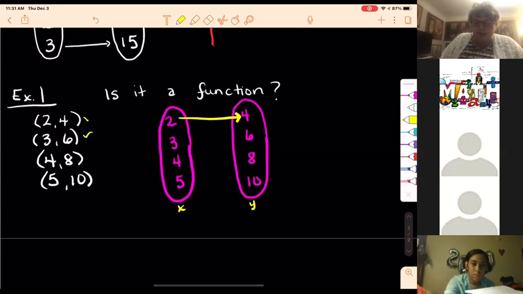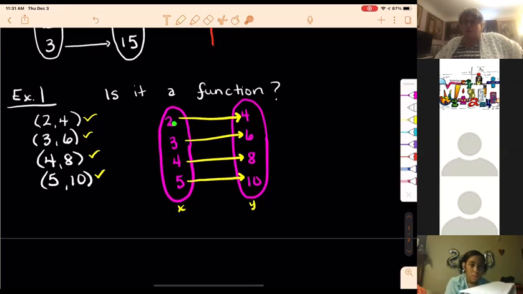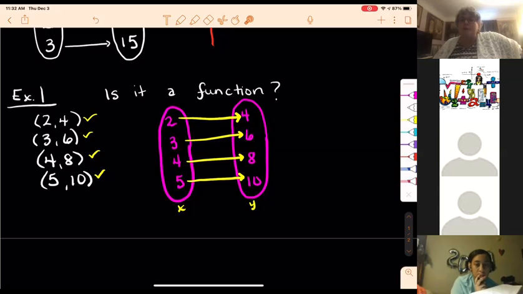So 3 matches with 6, 4 with 8, and 5 with 10. So does every one X only match up with one Y? Okay, so this 2 only matches with 4. This 3 only matches with 6. 4 matches with 8, okay, and 5 with 10. Thank you, those of you who are responding to me in the chat. I appreciate you. So you can see it's perfectly predictable. If I say the X value is 4, you know it has to match up with the 8.